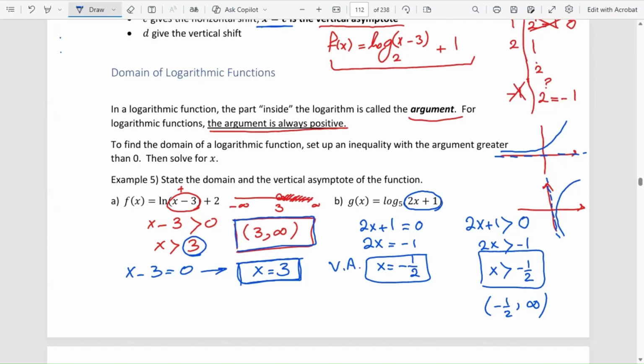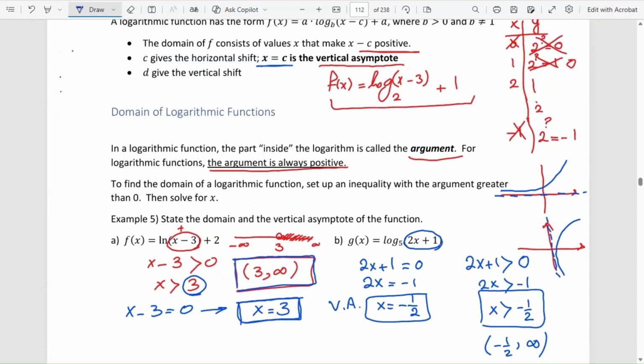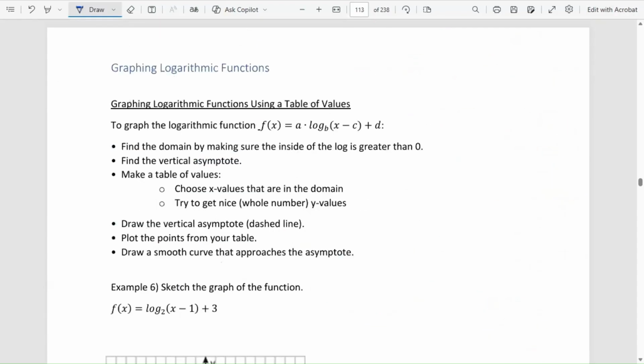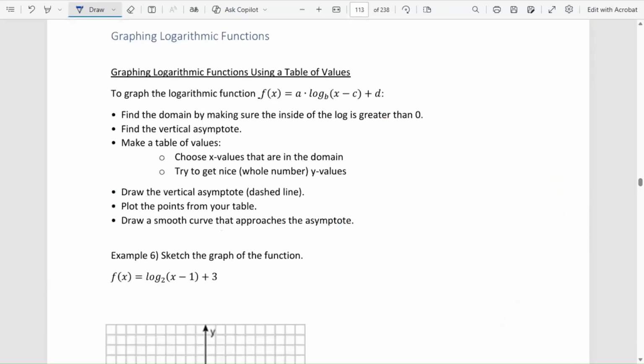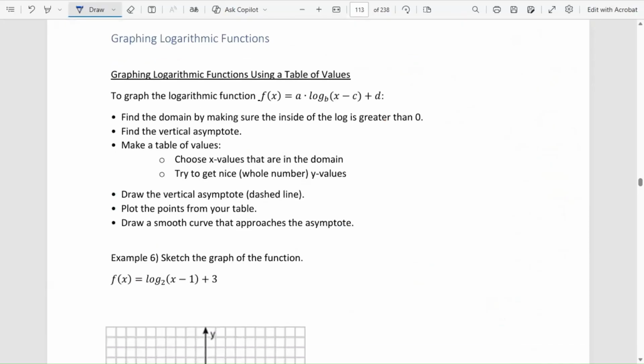Okay, now after learning how to find the domain and how to find the vertical asymptote, we can start graphing them. So to graph a logarithmic function, we need to create a table of values again. But what values can we replace for x? After finding the domain, we will figure it out. So the first step is finding the domain, because we need to know what numbers I can replace for x.